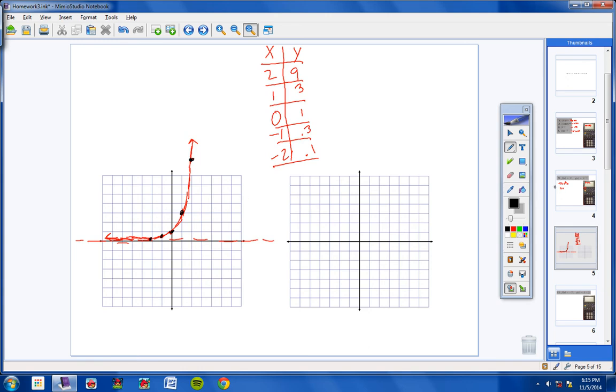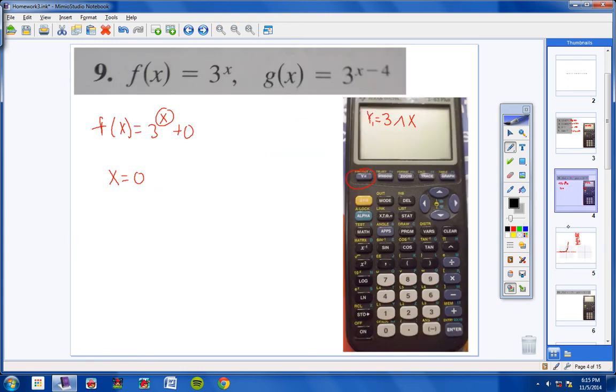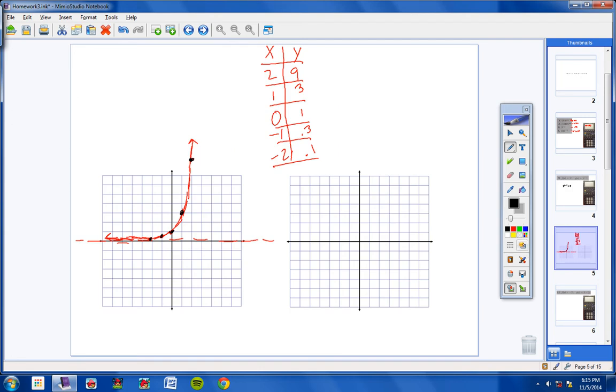All right, now let's go ahead and graph the other function. So the other function would be right here, 3 to the x minus 4 plus 0. There's no constant term, so let's put plus 0. So my horizontal asymptote will be at 0 right here. Okay?